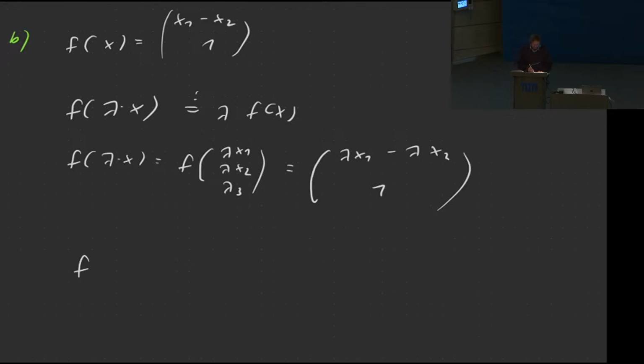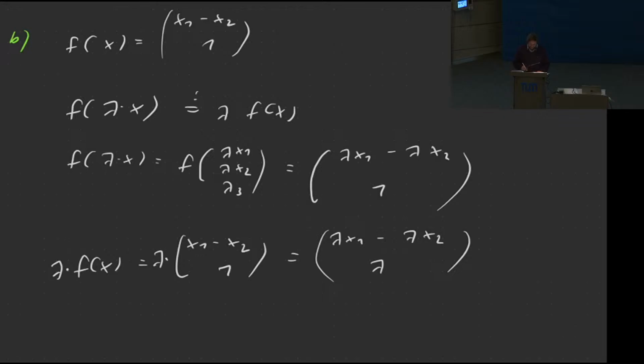And on the other hand, lambda times f of x is x1 minus x2 and 1 times lambda. So that is lambda x1 minus lambda x2. That looks good so far. And here we get a lambda. So the problem is these two here might not be equal. And of course, they might also be equal, so we have to come up with a specific example where this does not work.